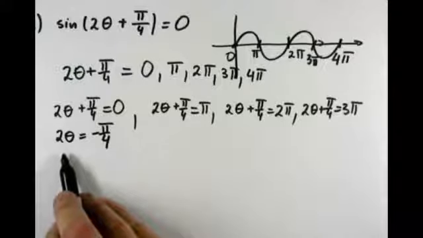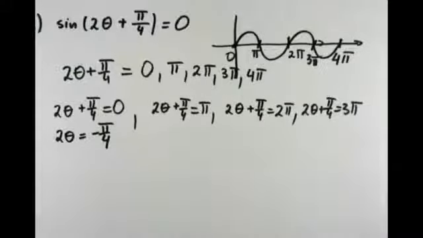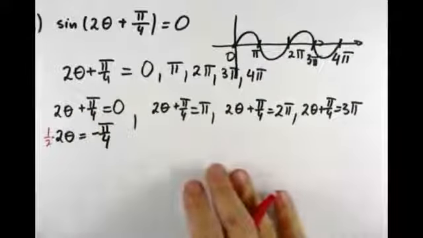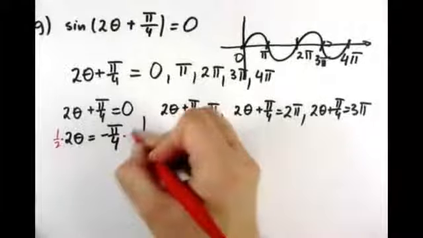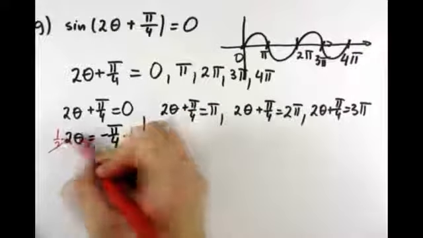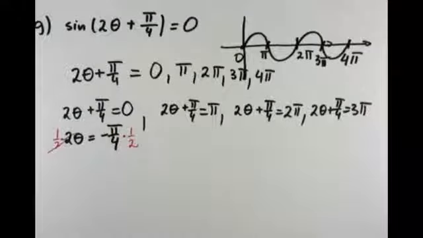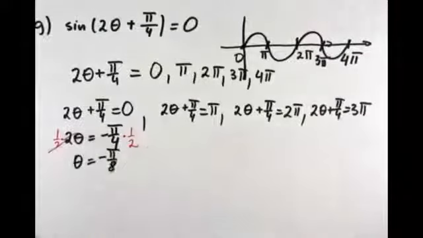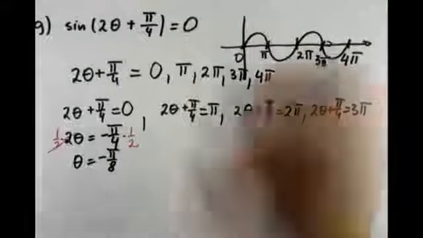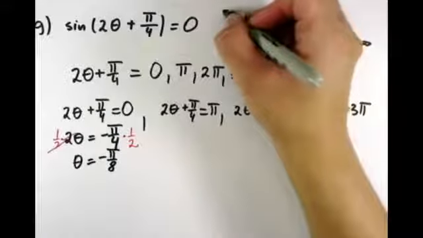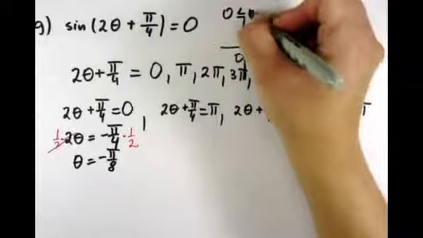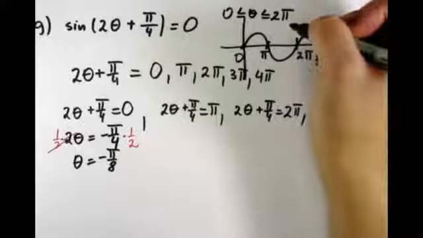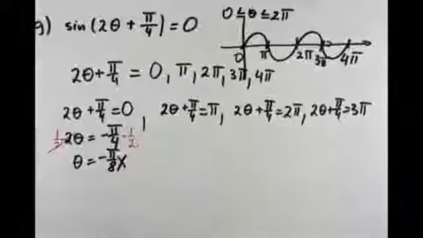Divide by 2 or multiply times 1 half. So this cancels out. So I have theta is equal to minus pi over 8. But this solution is not in our range. From the very beginning, we had that theta is between 0 and 2 pi. We want all solutions between 0 and 2 pi. So this one is out of our range.